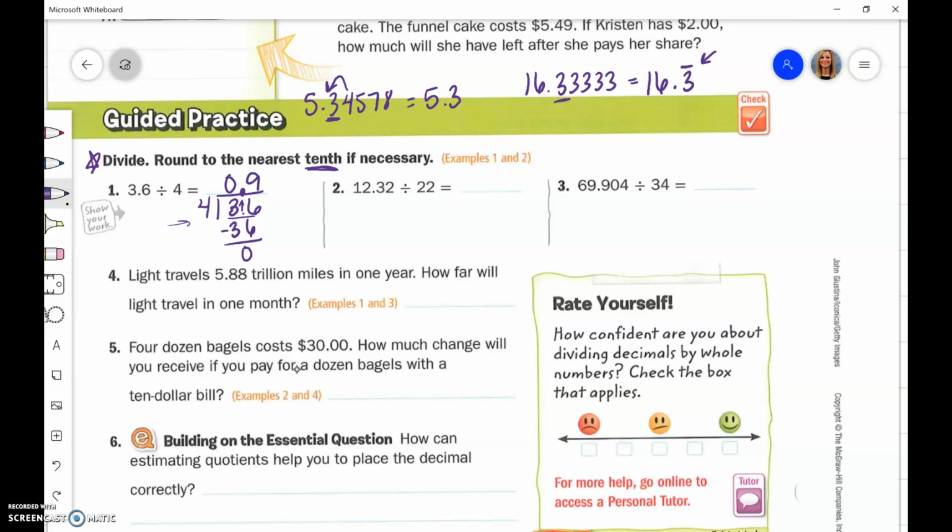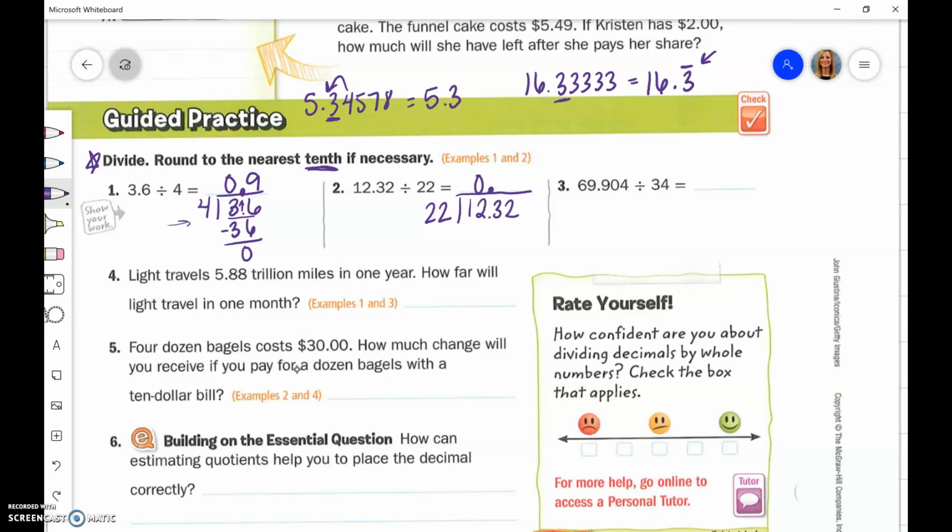Let's take a look at the next one. And I hope I have enough room. I have a tendency to write big. So 12 and 32/100 divided by 22. Since my number on the outside is a whole number, I'm just going to take this decimal and move it up. Okay? If I have 1, can I make a group of 22? Nope. What about 12? Can I make a group of 22? Nope. So I'm going to put a 0 there.